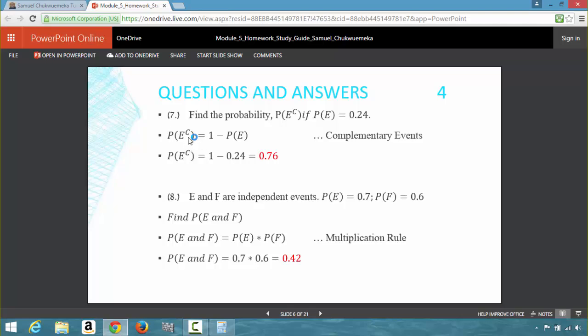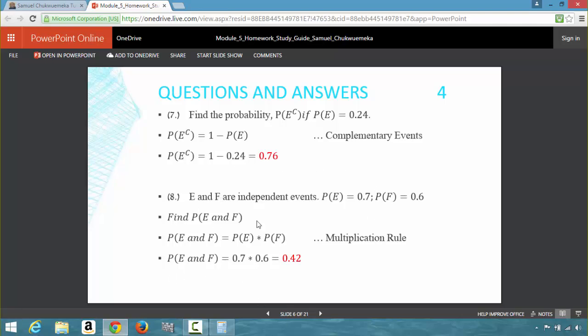So if you want to find the probability that John will not come to school tomorrow, let's say that the event E is the event that John will come to school tomorrow. So probability of E complement means the probability that John will not come to school tomorrow. And that will be 1 minus the probability that John will come to school tomorrow. So this will be 1 minus 0.24, and that gives you 0.76.